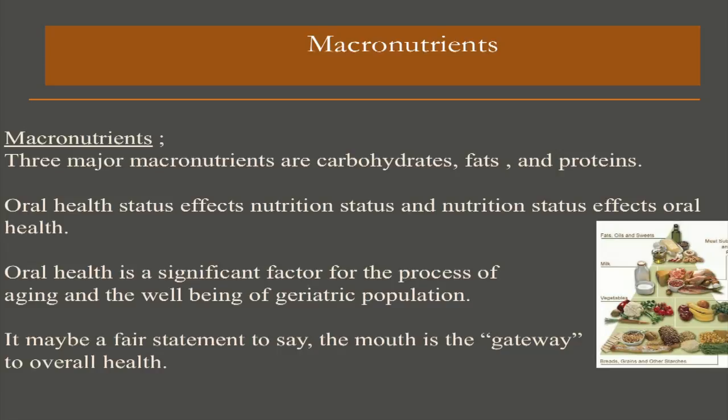Macronutrients. There are three major macronutrients in our diet. They are carbohydrates, fats, and proteins. Oral health status affects nutrition status, and nutrition status affects oral health. Oral health is a significant factor for the process of aging and well-being of the geriatric population. It may be a fair statement to say the mouth is the gateway to overall health.